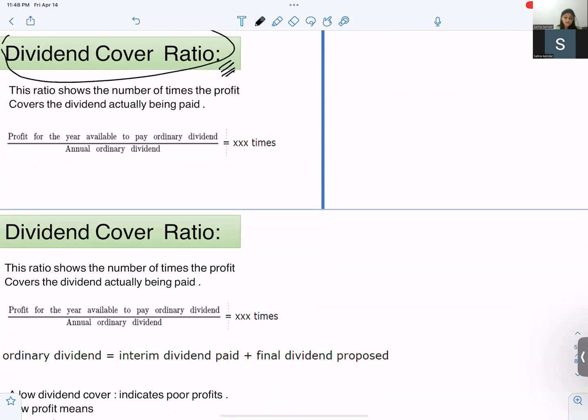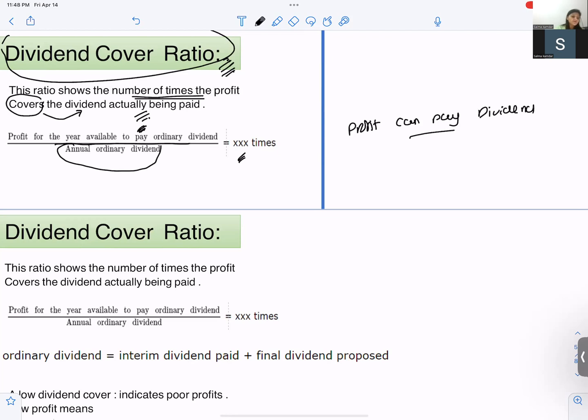Now the next ratio that you have, dividend cover ratio. Dividend cover ratio shows the number of times your profit covers the dividend that is actually being paid. So how do you find the dividend cover ratio? The profit that is available to pay your ordinary dividend, you will divide it by the annual ordinary dividend. You will come to know that your profit can pay dividend X, Y, Z number of times. Your profit can pay dividend 5 times, or 10 times.